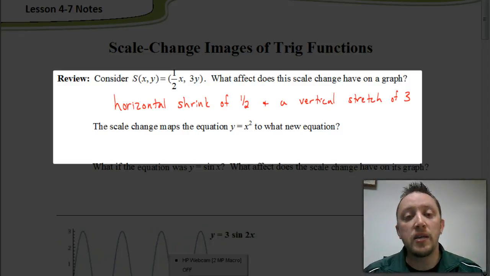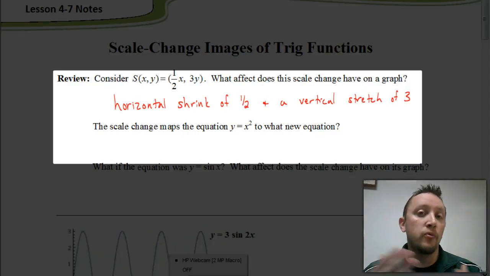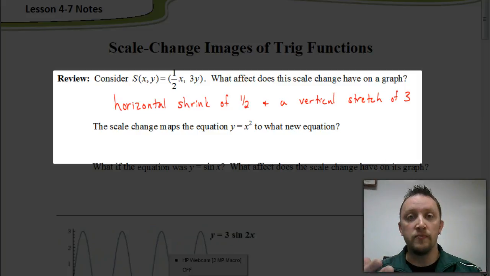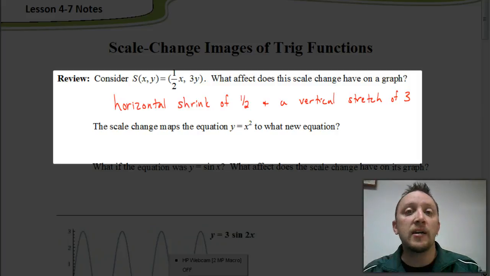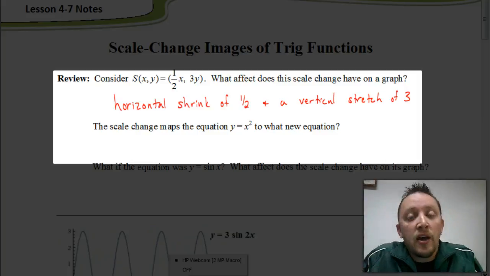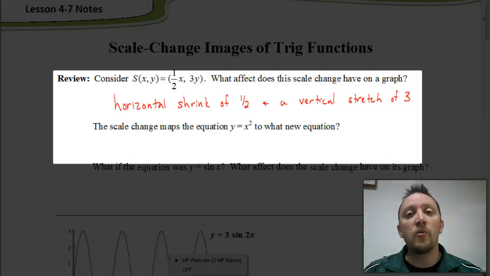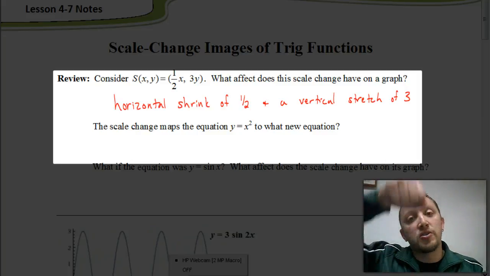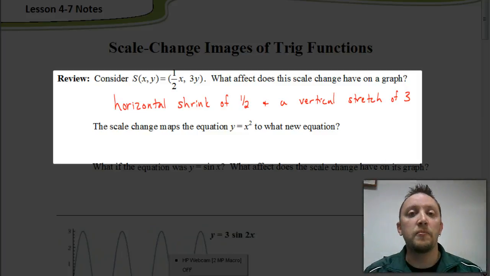And one of the things that we need to remember is that when we're looking at a rule, that's what we have here. We have a rule, 1/2 x and 3y. That is a rule. That is telling us exactly what's happening. You don't have to worry about taking the reciprocal or doing the opposite of anything. Take and read it exactly the way it is in the rule. So the rule tells you exactly what's happening. It's 1/2 of x, so it means it's being shrunk horizontally by 1/2. It's 3y, so it's going to be stretched vertically by 3.